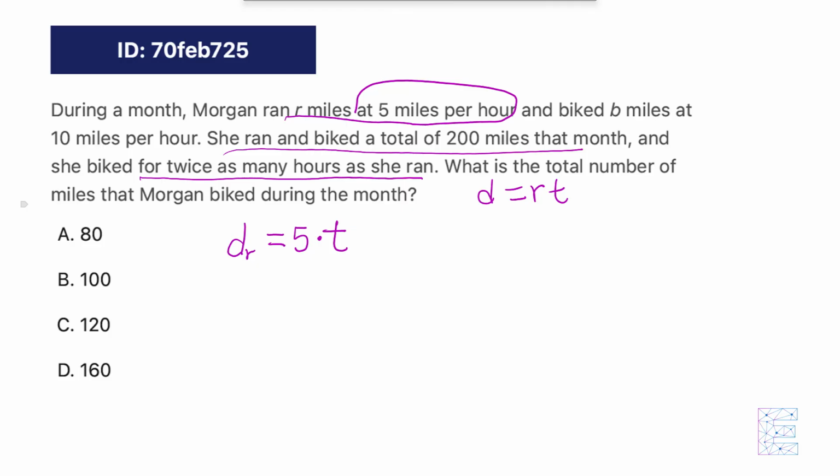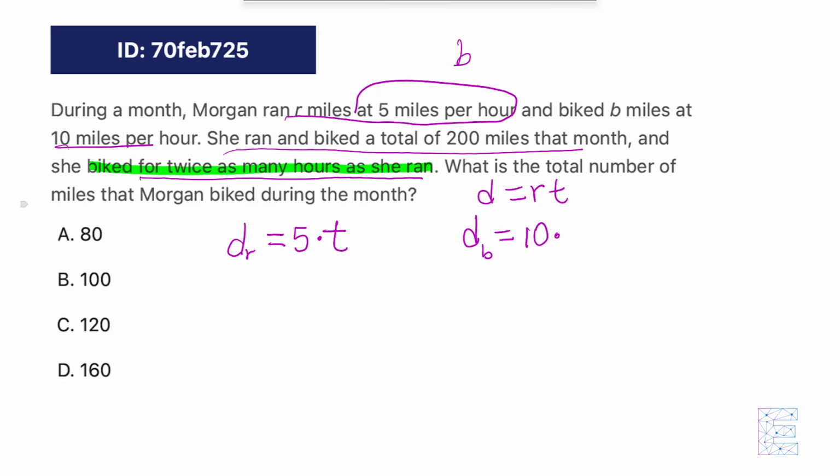The second phase of this journey, she was biking. So this will be the distance for biking. The speed while biking was 10 miles per hour. So the rate is 10. And time-wise, we're given this interesting sentence here. She biked for twice as many hours as she ran.